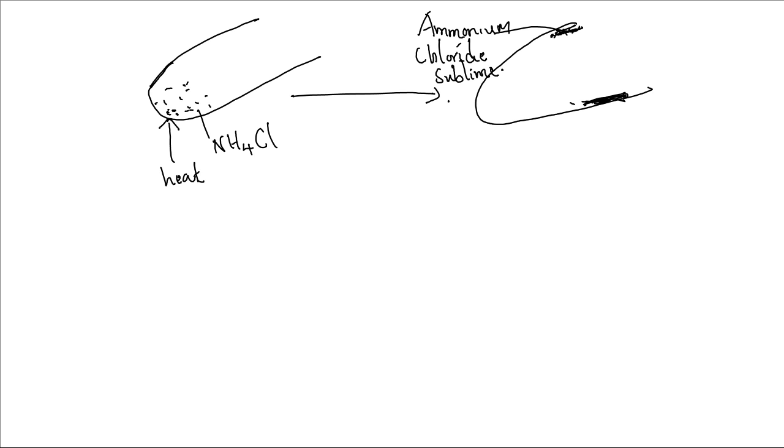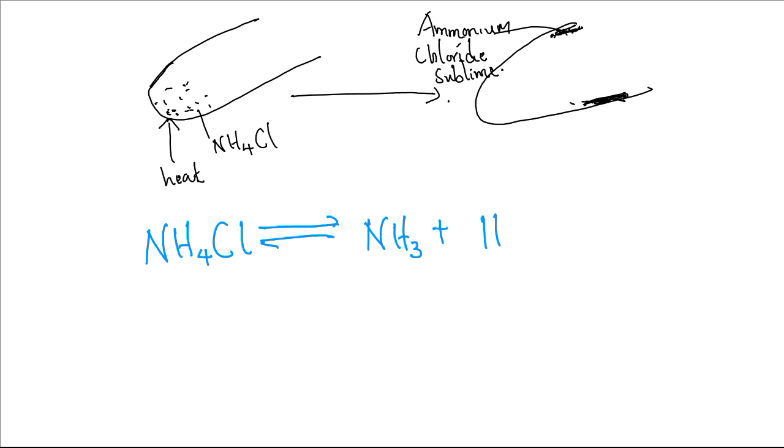So we are saying that the reaction is: ammonium chloride, when heated, forms ammonia gas and hydrogen chloride gas, and when it's cooled, the two gases formed recombine and give back ammonium chloride.